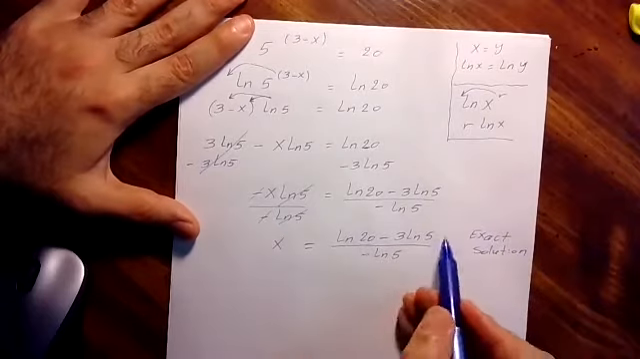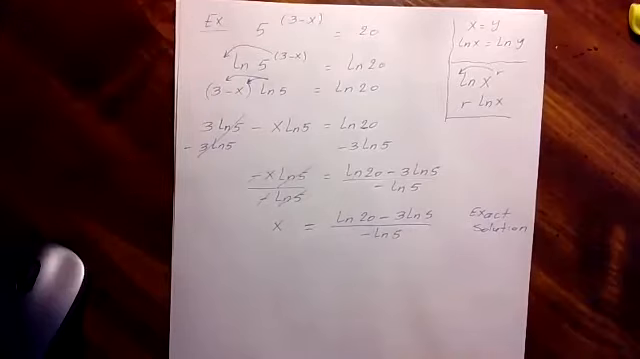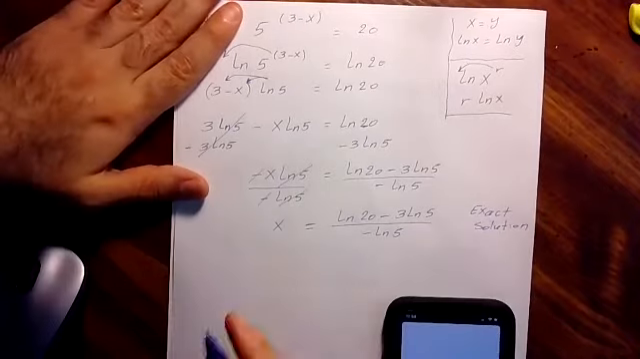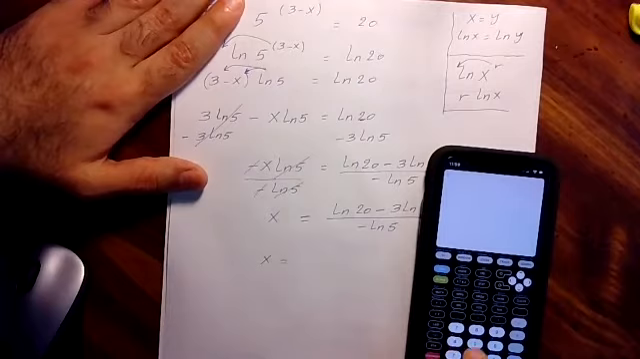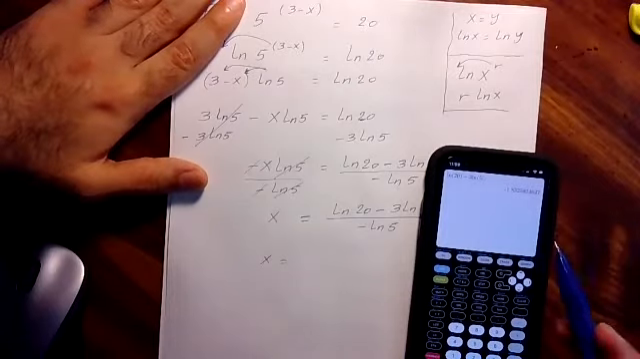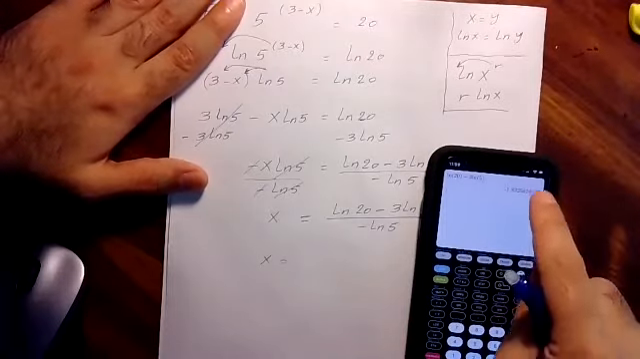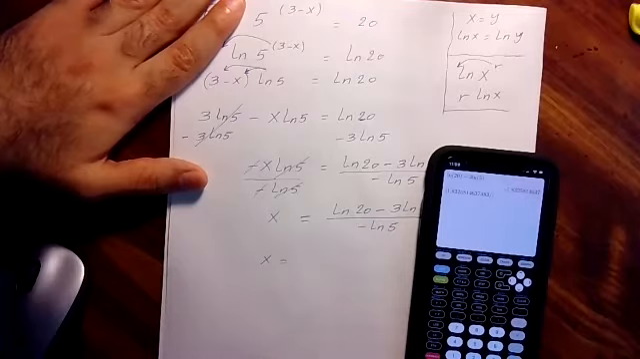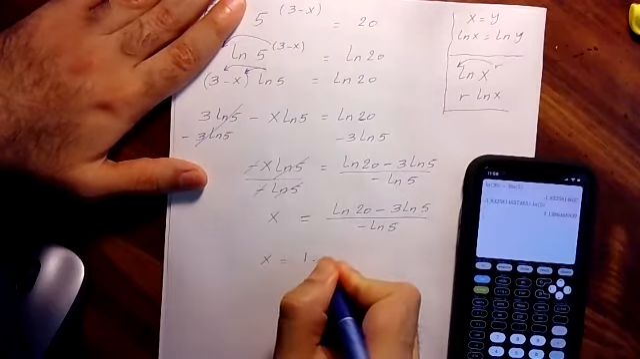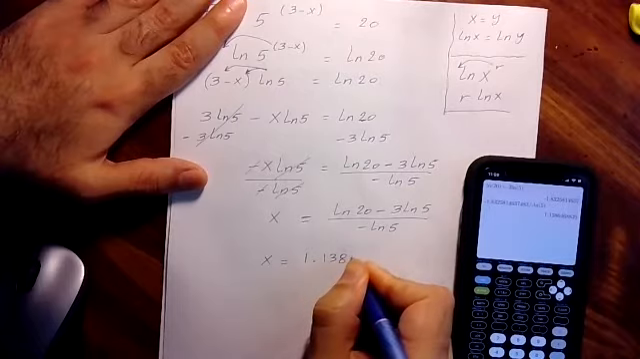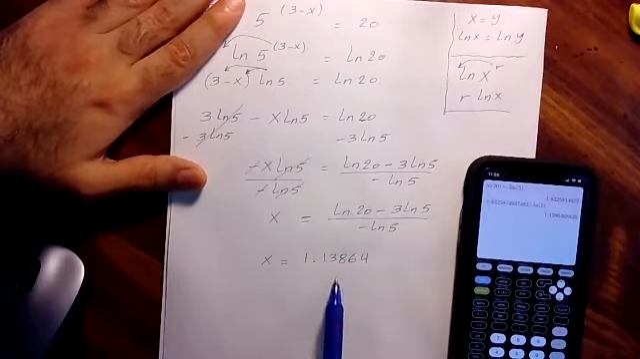If they ask you about the exact solution, you're going to write down this one. If they ask you to round the number to the nearest thousandth, we're going to use the calculator. We're just going to say x is going to be equal to ln 20 minus 3 ln 5, close the parentheses, is going to be this number, divided by negative ln 5. So it's going to be 1.13864. Now they ask you to round the number to the nearest thousandth.